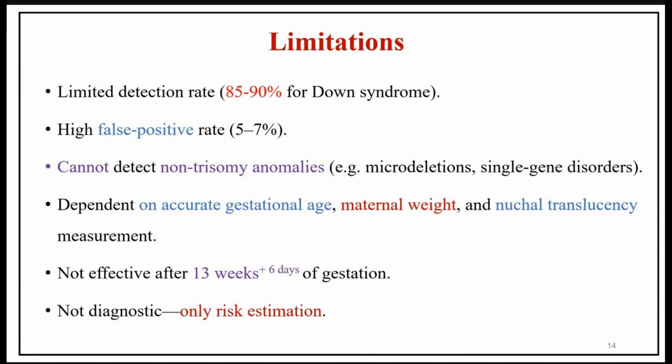But still, there are limitations for this test, such as a limited detection rate of 85 to 90% for Down syndrome. Then it is actually a screening test, so it can only calculate risk. And if it turns out to be high risk, then the patient has to go for diagnostic testing. It is dependent on skill, as we require accurate gestational age and nuchal translucency measurements. It is not effective after 13 weeks plus 6 days of gestation, and it has a high false positive rate.